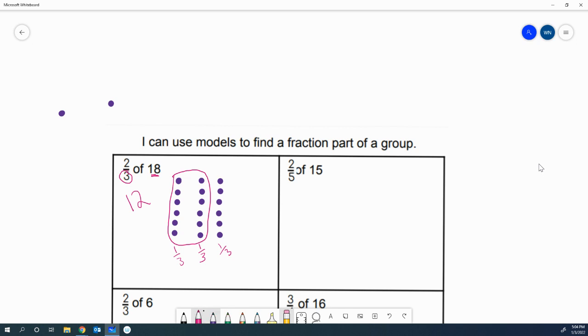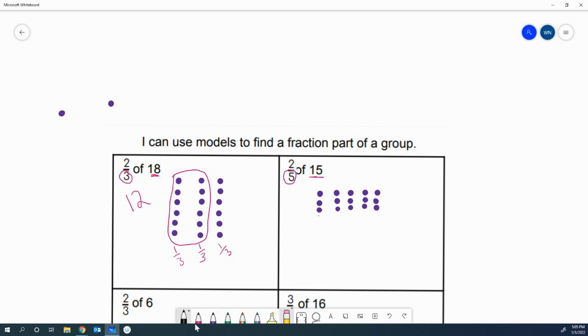Let's keep going. This next one says 2/5 of 15. So we're going to do the exact same thing. We're going to break the 15 into 5 equal parts and then circle 2 of them. So 5 equal parts. Let's do 5 columns. 1, 2, 3, 4, 5. Now, like most things in math, it's super important that you keep these really even. 6, 7, 8, 9, 10, 11, 12, 13, 14, 15. All right, so now we've got 15 circles broken up into 5 equal columns.